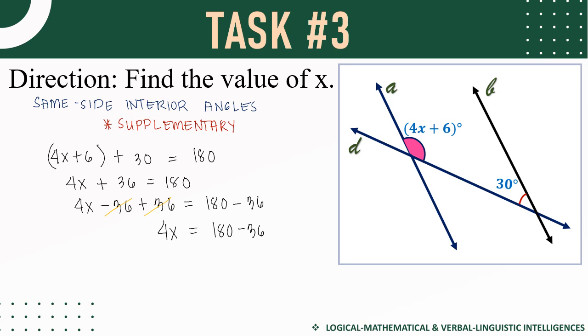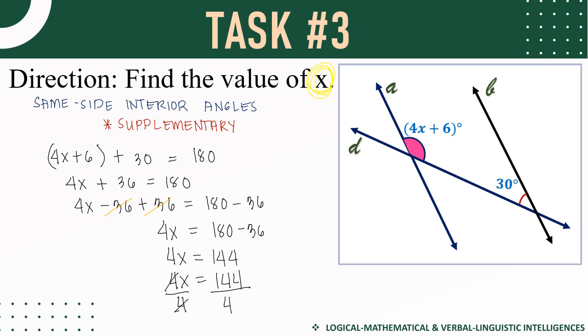Now, what is 180 minus 36? It is 144. Alright? Now, but what we are looking for right now is the value of 1x only. The same thing we're gonna do, we're going to divide both sides of our equation by the numerical coefficient 4.